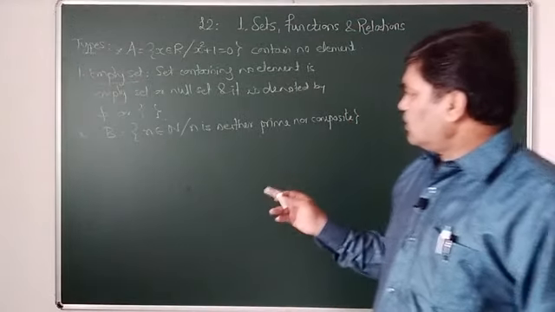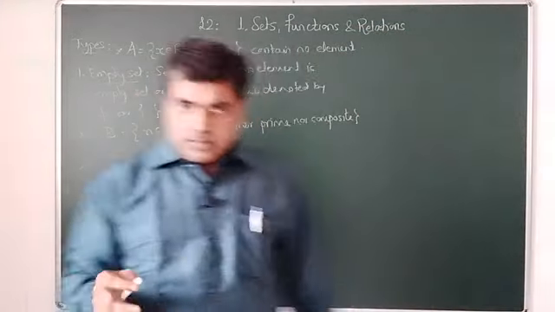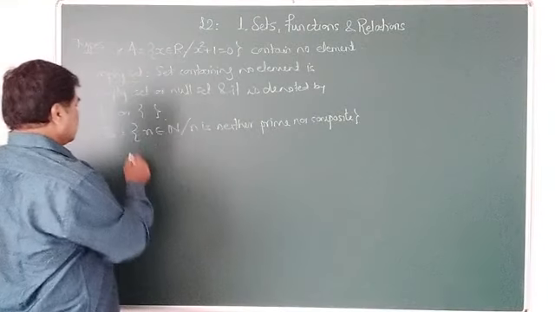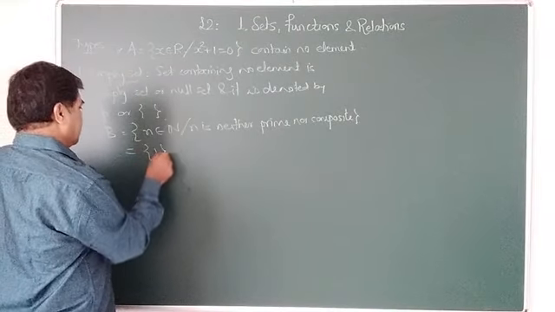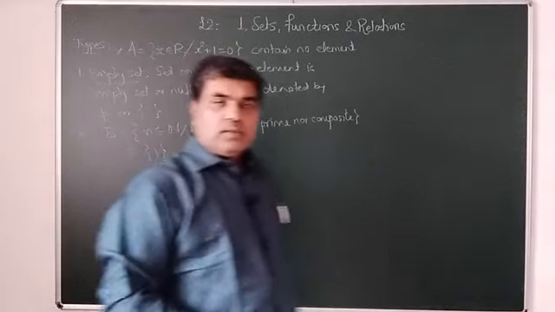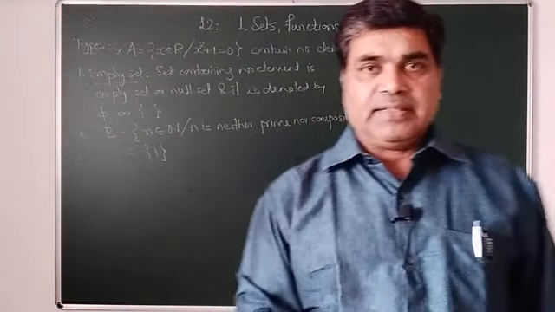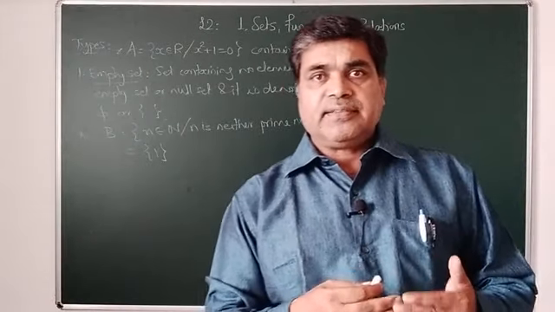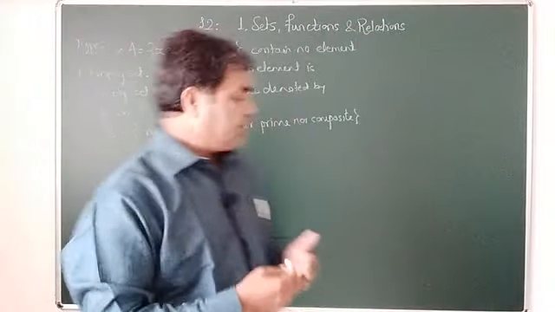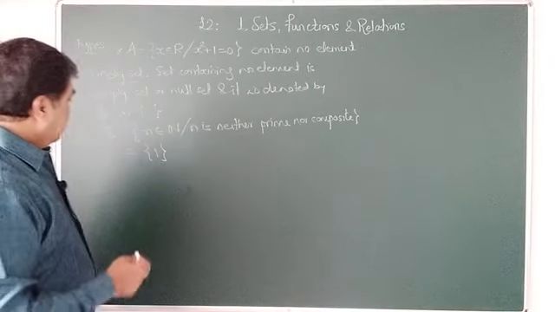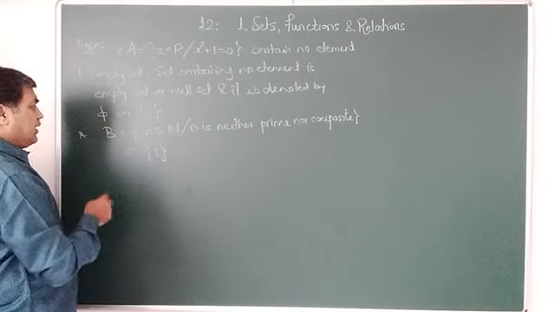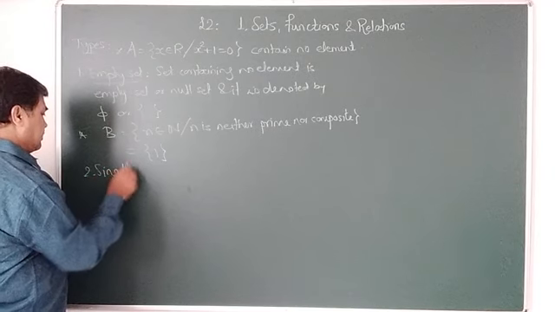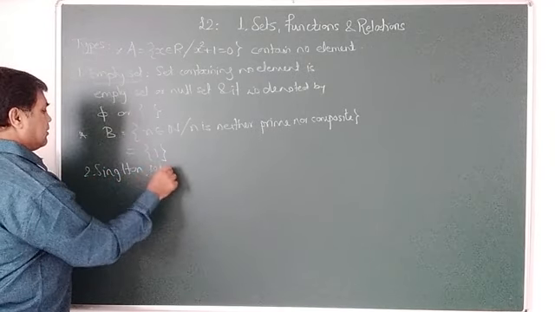So which number is neither prime nor composite? It is just the singleton 1. It contains just a single element. So what will be the definition of singleton set? A set containing just one element is called a singleton set.